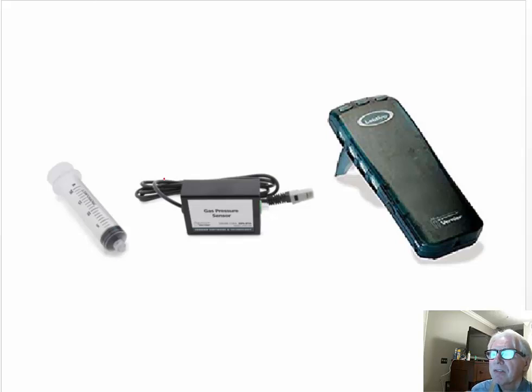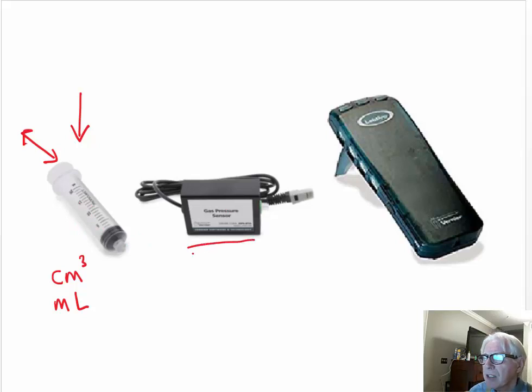The first part of it is just a plastic syringe. It's calibrated in milliliters, which is cubic centimeters. I can open this up or close it and get a certain volume of gas. I'm going to connect this to a pressure sensor. It just screws into the side.